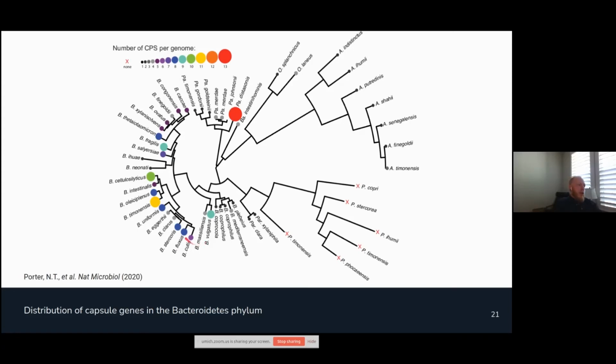So we worked with the Martins lab to show the distribution and the number of loci which encode these capsular polysaccharides throughout the phylum Bacteroides. So even over this incredibly large phylogenetic distance of phylum, we were able to find conserved core genes and then make this maximum likelihood tree.